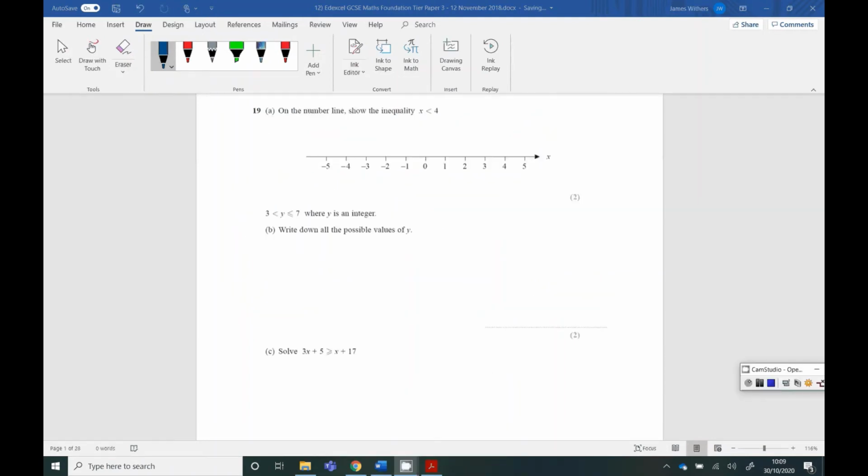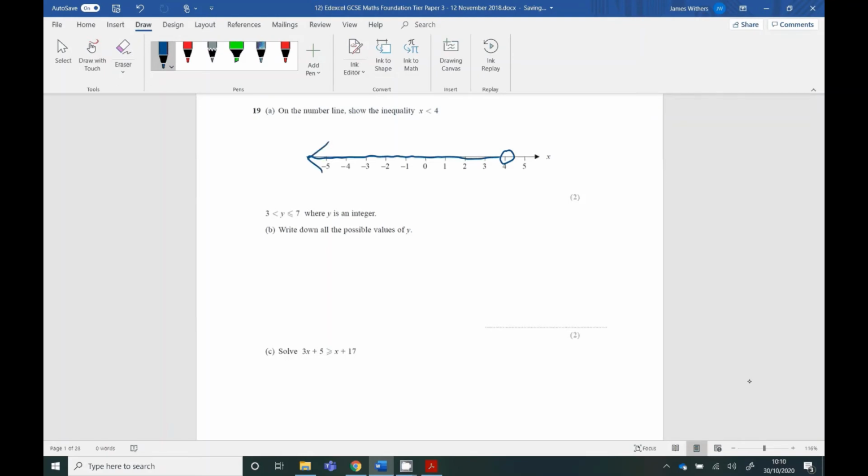Question 19, part A. On the number line, show the inequality x is less than 4. Because it's not less than or equal, make sure you keep the circle on the 4 open. Don't fill it in. You would have filled it in if it was x less than or equal to 4. Now, we want all the values which are less than 4, so we just draw an arrow going in that direction.